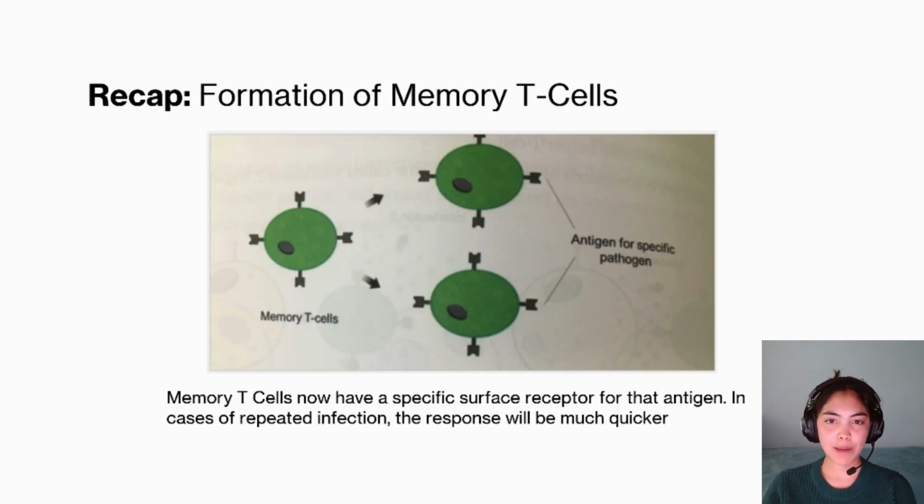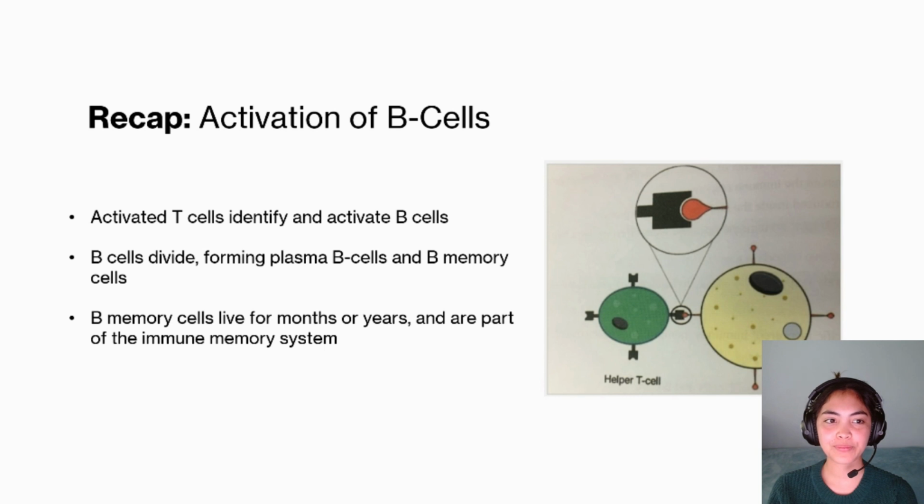So, just a quick recap. Remember, we need to be able to form memory T cells to ensure that we have a quicker response time the second time or sequential times we get infected. And we also need the activation of B cells so that they can create B memory cells, and this is also stimulated by our helper T cells.